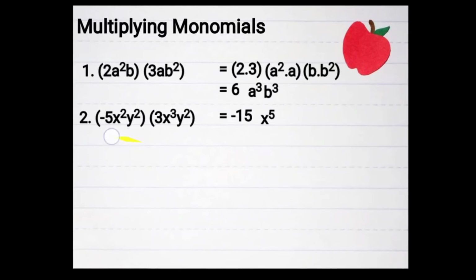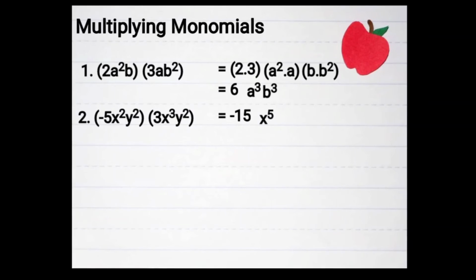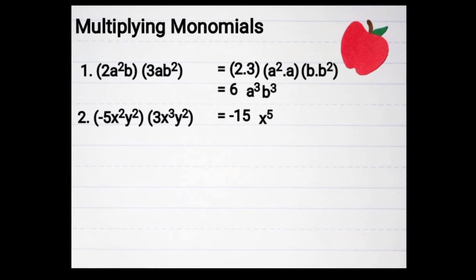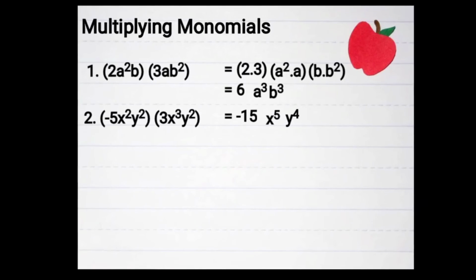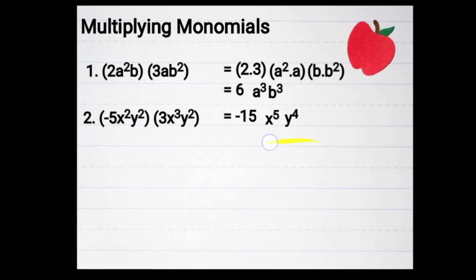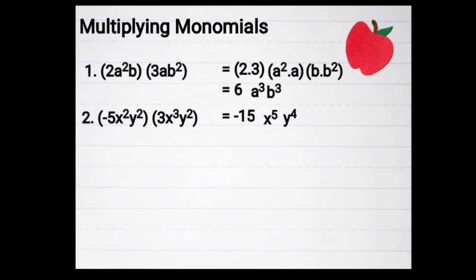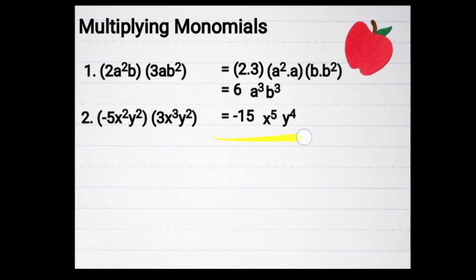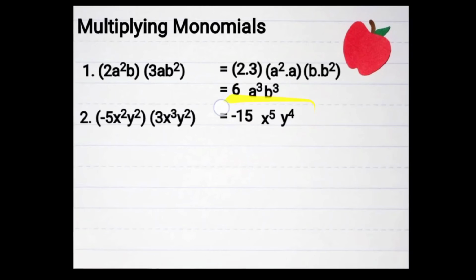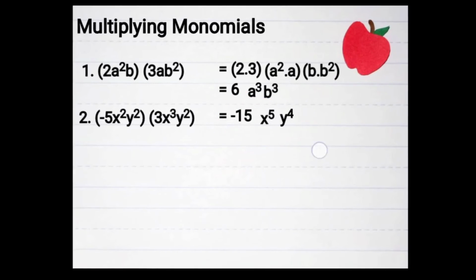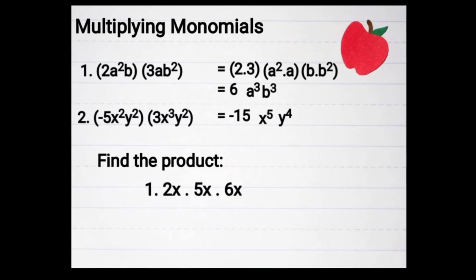Next, y squared times y squared. So apply the first law. Let's add the exponents. We have y raised to 2 plus 2, which is y to the 4th power. So for number 2, the answer is negative 15 times x to the fifth power times y to the fourth power. Now, let's find the product of the following.